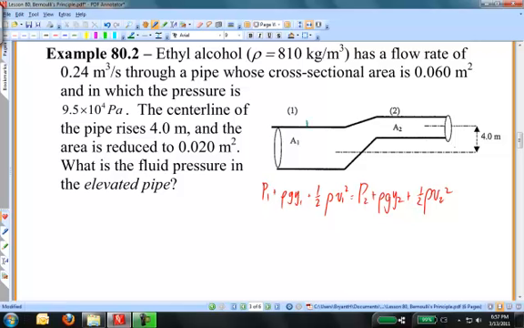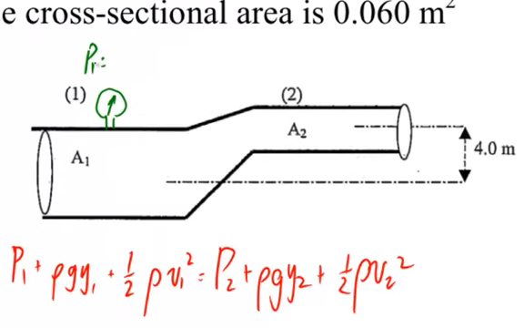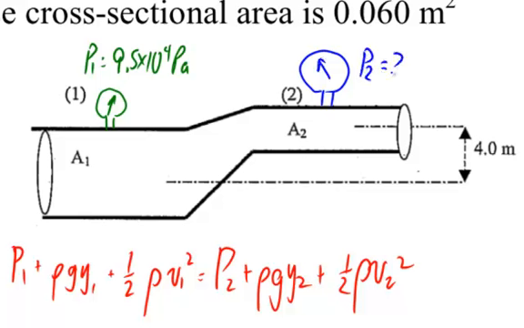Now, they're telling us that in this pipe, we know what the fluid pressure is. There's some number on section 1 of the pipe that has a pressure of 9.5 times 10 to the 4 Pascal. And now let's go over to another section of the pipe and figure out what the pressure is going to be in that new section. That's what we're trying to find.